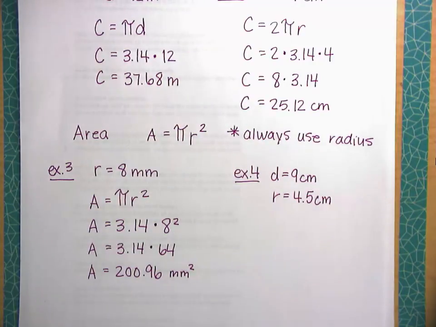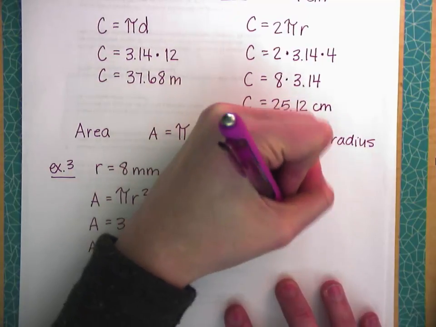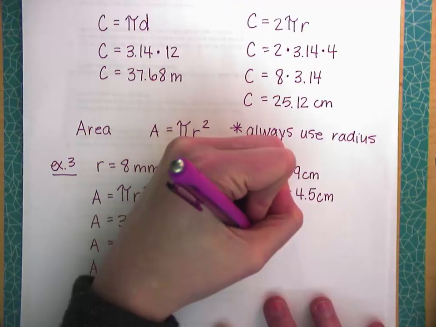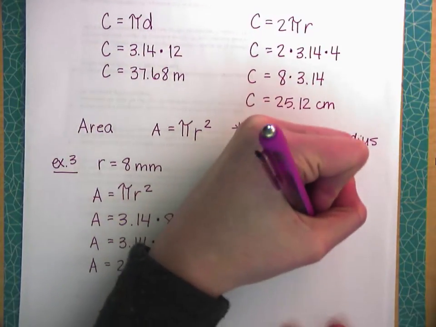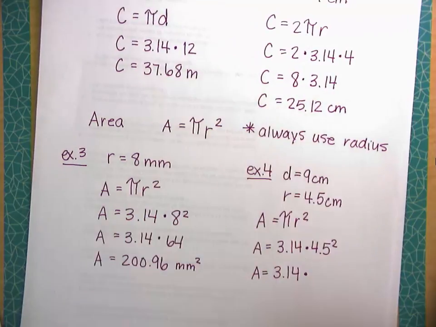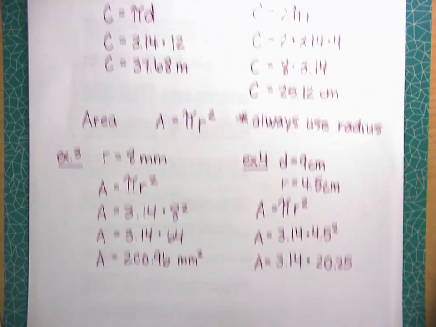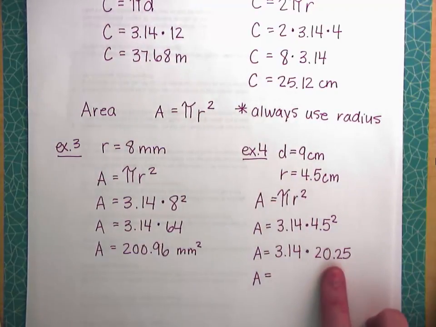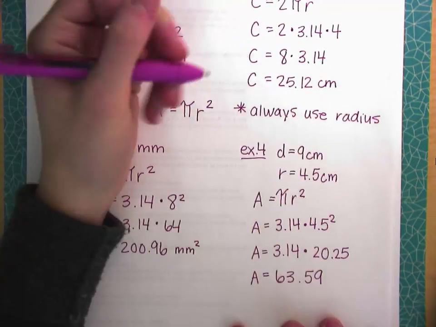Okay? So now, tell me again, what's my area formula? A equals pi times R squared. Uh-huh. Okay, what's my value for pi that we're using? 3.14. What's my radius? 4.5. Okay? Now I need to do what? I need to square 4.5. Should give me 20.25. Now what can I do? I can multiply 20.25 times 3.14. And when I do that, what do I get? 63.59. Yes. 63.59 what? Centimeters squared. Thank you.